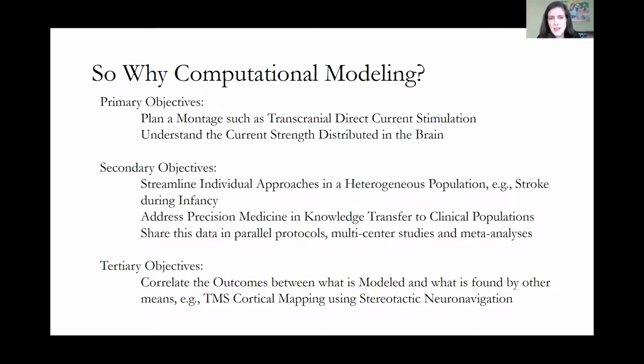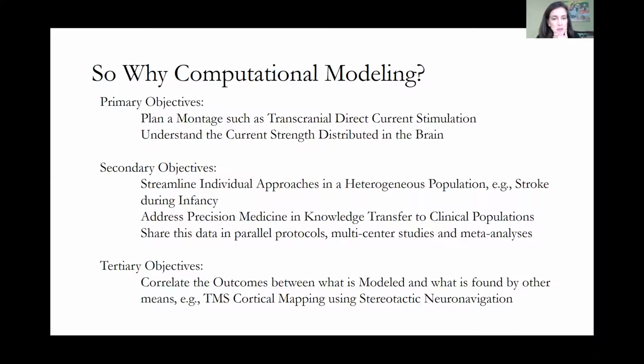As was mentioned with the NIH initiatives, we're addressing precision medicine and how to transfer this knowledge to clinical populations. We also are involved in running parallel protocols, multi-center studies to perform meta-analysis, because as Dr. Opitz mentioned earlier today, a lot of these studies are small based on the intensity, cost and time that it takes to run them, and you're working with a pediatric population who from time to time are not as compliant in the ways that we think of running adult studies.